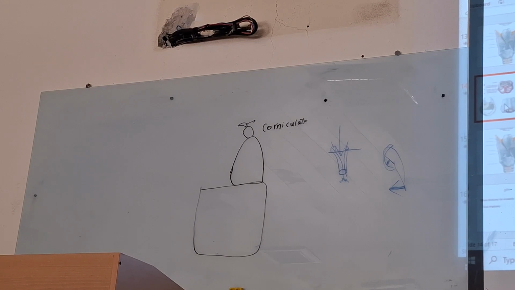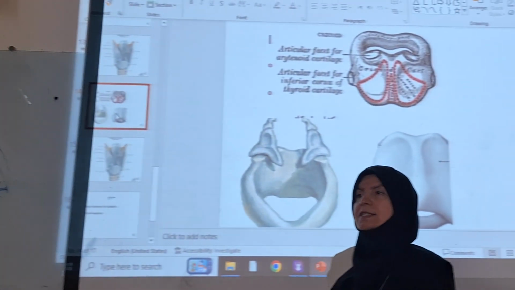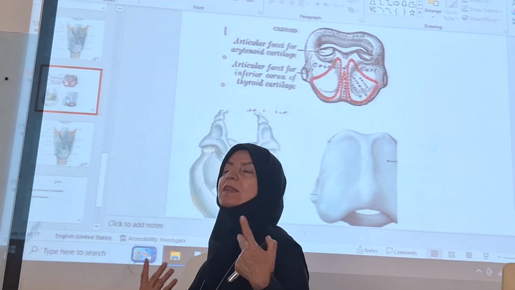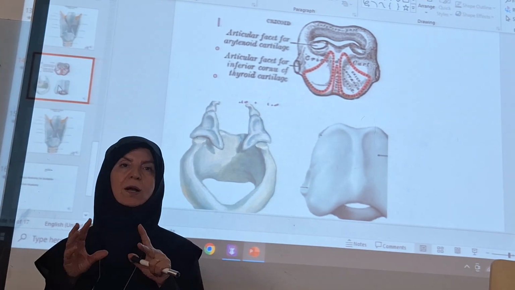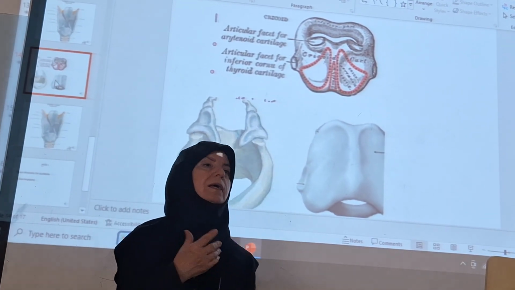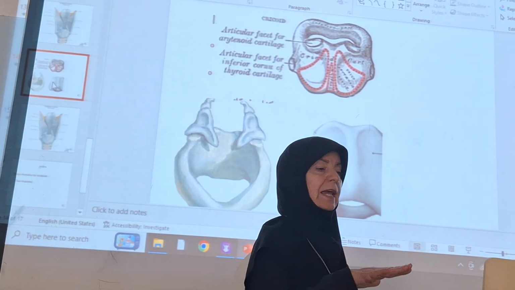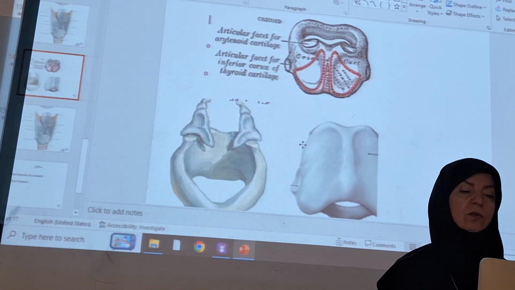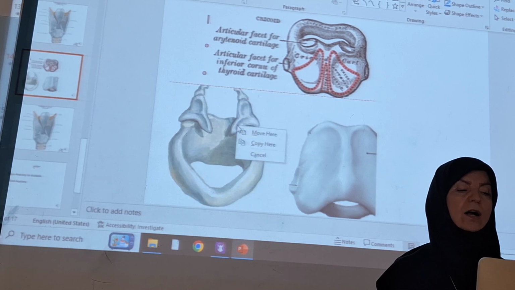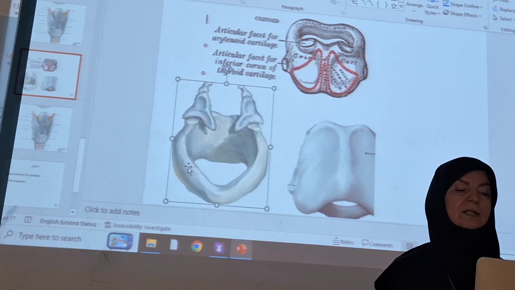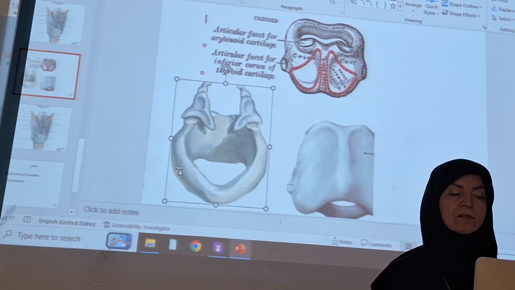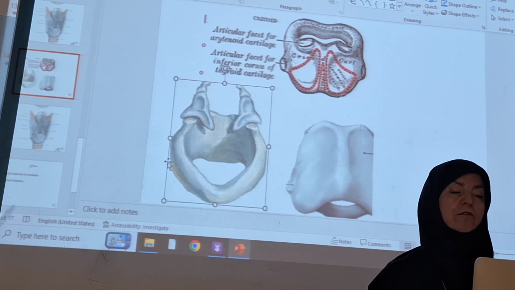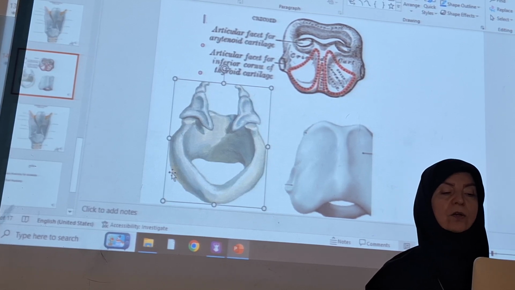The largest is thyroid. Between the pair of the cartilage, the largest is arytenoid. Between the pair of the cartilage, the smallest is cuneiform. The inferior cartilage is cricoid. Here, you are going to look at the cricoid cartilage.